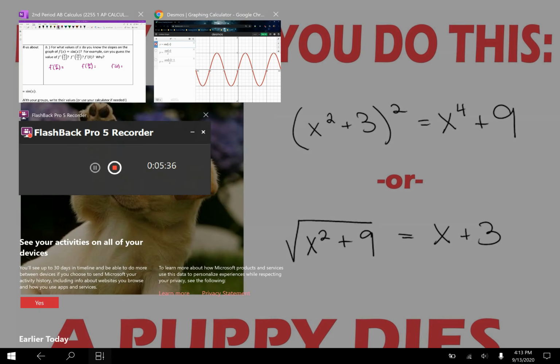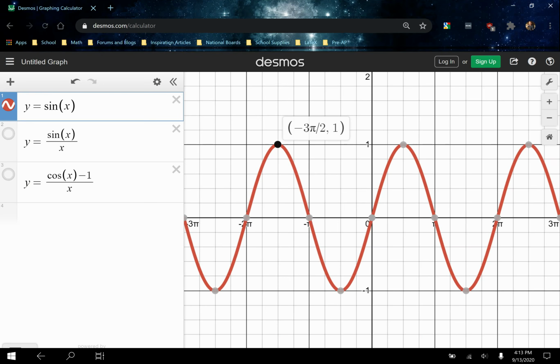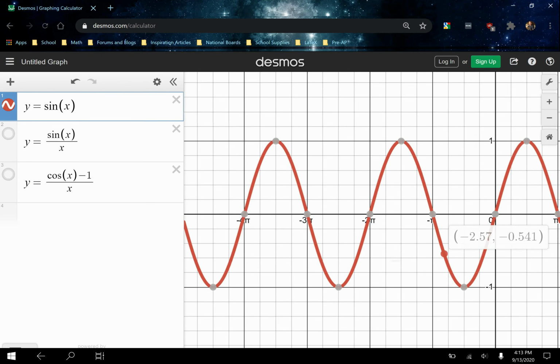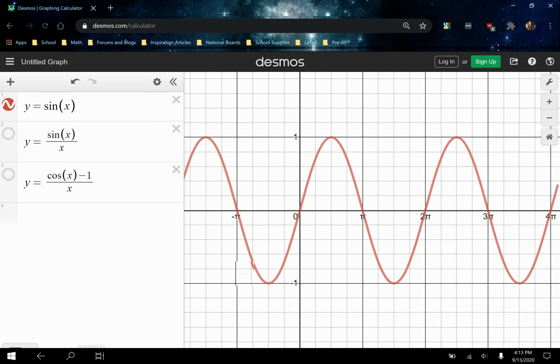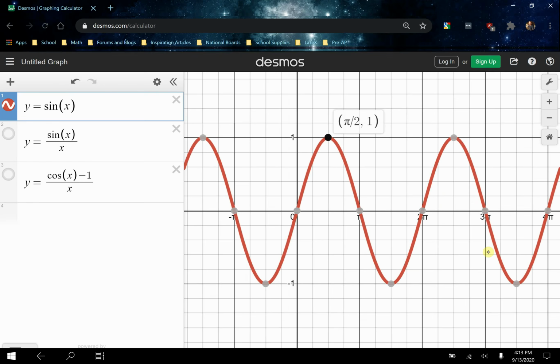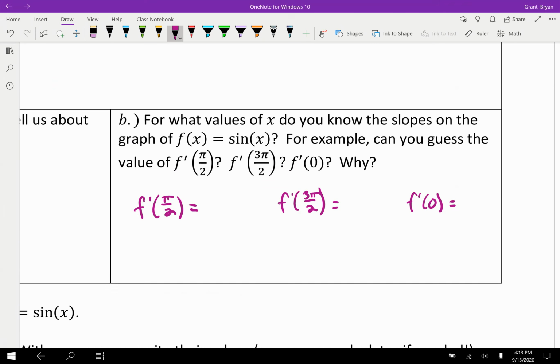Pi over 2 is up here. Oh, that's 3 pi over 2. Sorry, we slid over. That's negative 3 pi over 2. Whoops. So pi over 2 is up here. 3 pi over 2 is way down here. And you'll notice that at those two places, our tangent line would lie horizontal to our graph. It'd be tangent there, which means horizontal lines, of course, have a slope of 0, which means our graph has a slope of 0. So jumping back here, I think that means these will both be 0.